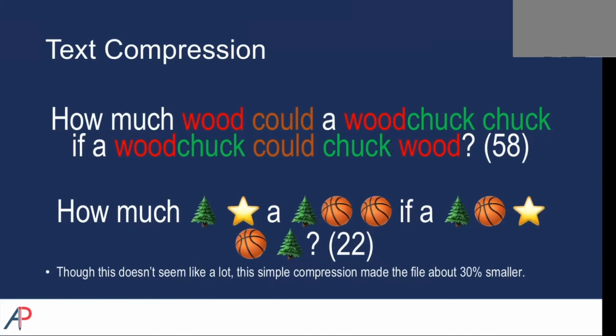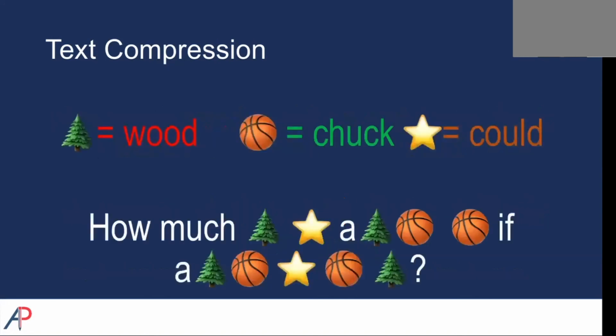So this is an example of lossless compression, where you are trying to find patterns in the data that you have, making substitutions, and then when you decompress the file, it will come back to its original form. Because really, as we were going through this, I knew exactly what was what, because I know that this is wood. So every single time I see this, I would say wood. If this right here is could, every single time I see a star, I say could. And then we have chuck, which is for the basketball. So every single time I see that, I know it's chuck.